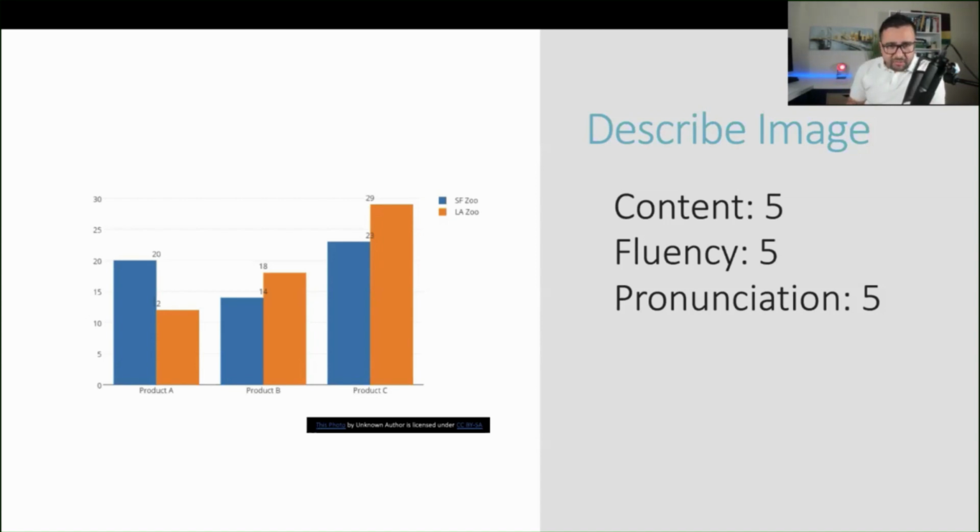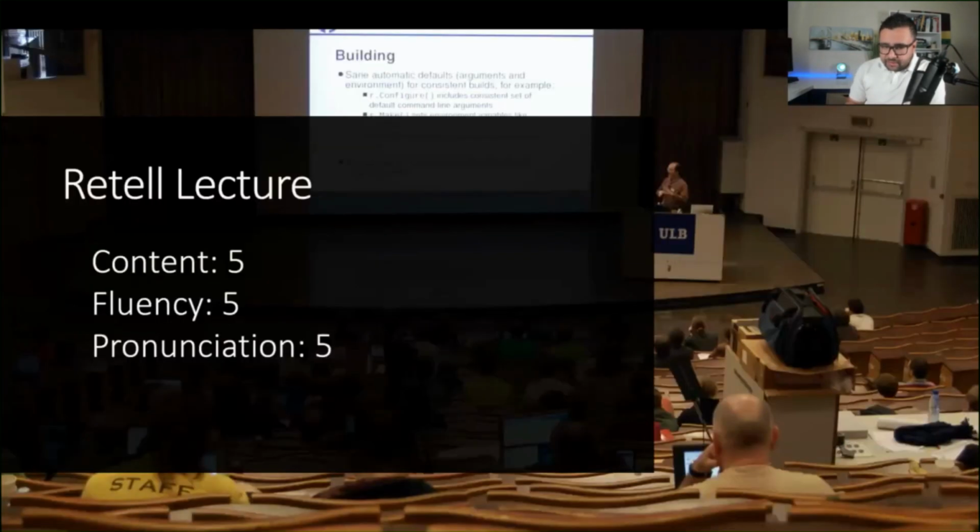So in describe image, fluency and pronunciation principles are similar to what we discussed in read aloud. But for the content part, do not overthink and do not analyze. Just describe what you see on the image. The next question type is retell lecture. This is another important question.